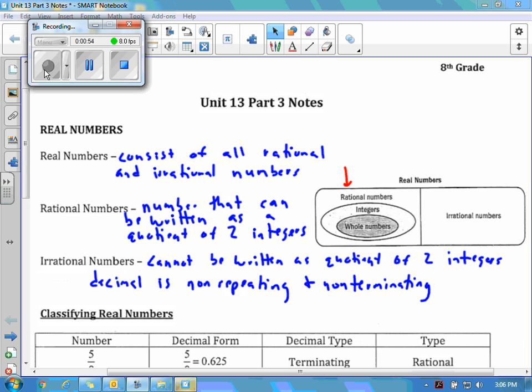And then the third definition is irrational numbers, which are everything that isn't rational. So they can't be written as a quotient of two integers. The easiest way to tell if something is irrational is if, when it's a decimal, it's non-repeating and non-terminating, which we'll talk about in a second.